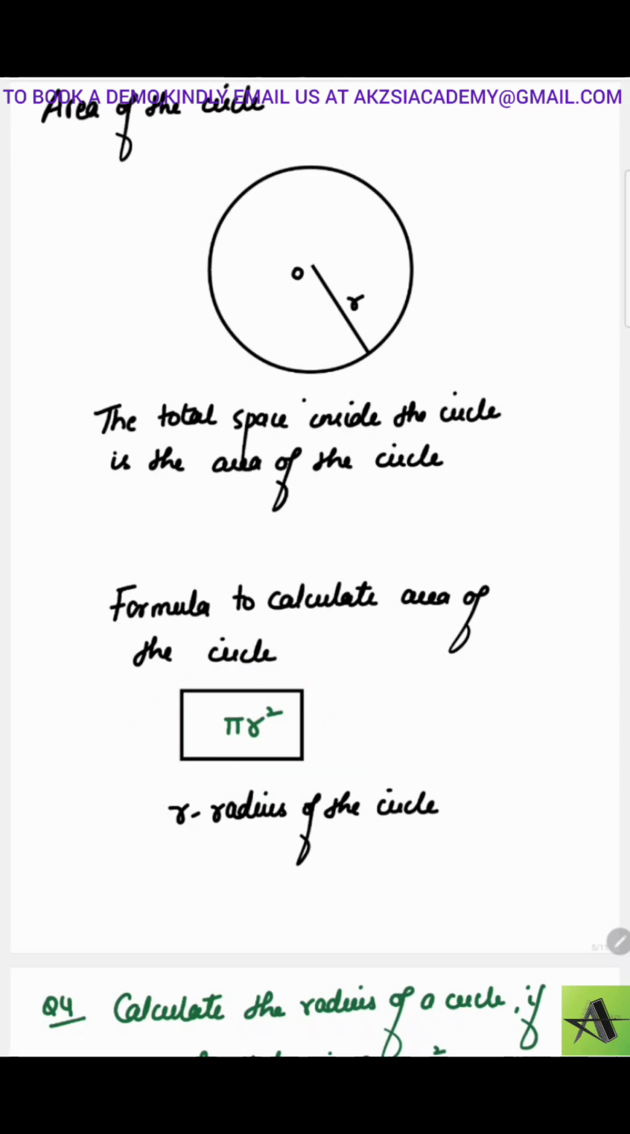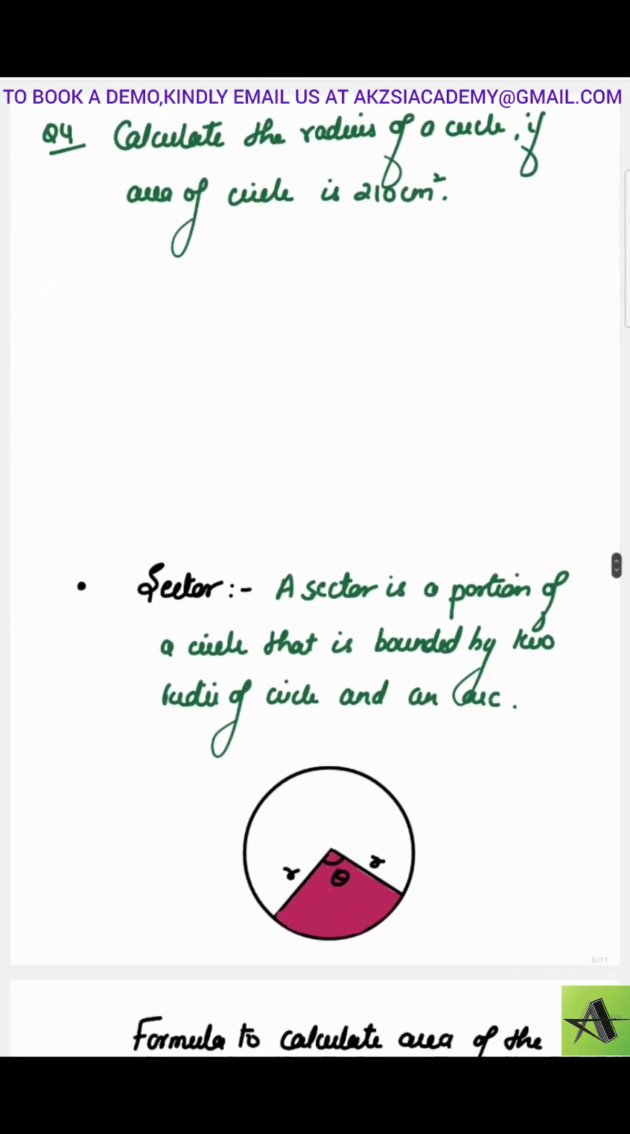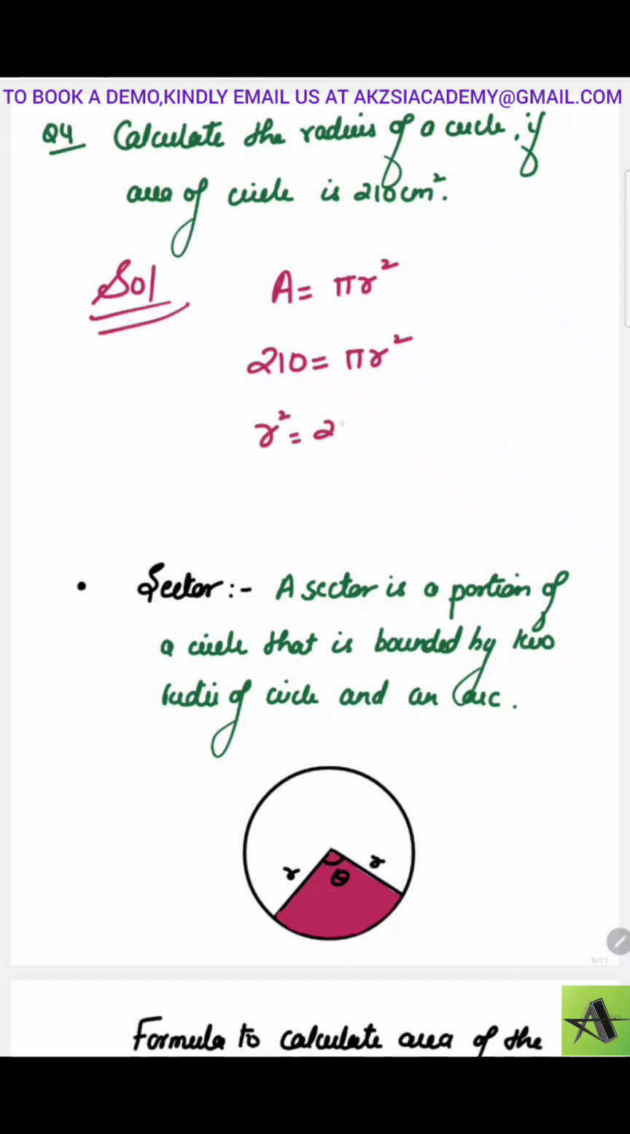Let me just do one simple question on it. Calculate the radius of a circle if the area is 210 centimeters. So here, we already have the area and we have to calculate the radius. We know the area of a circle is pi r squared. And here, the area is already 210, so 210 equals pi r squared. From here, r squared would be 210 over pi.